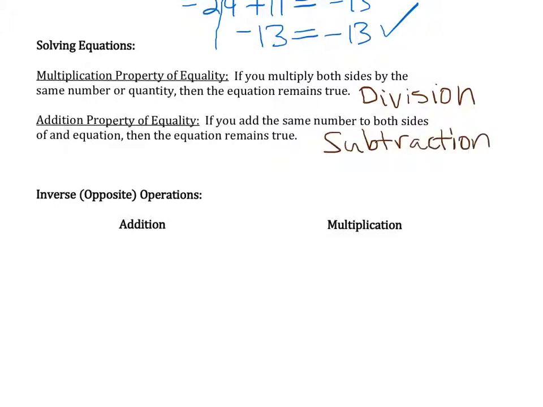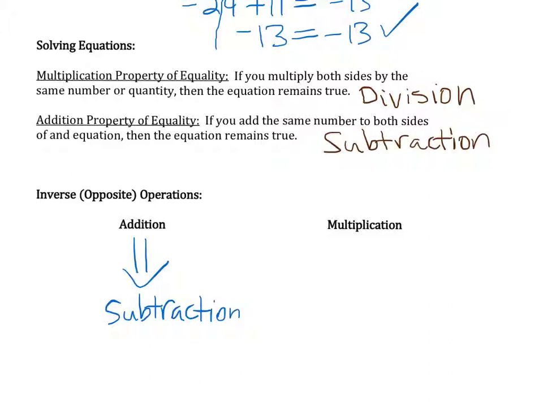Now that I have these tools, I'm going to use them with what we call inverse or opposite operations to actually help me solve equations. So I have my addition or my multiplication property of equality, and now I want to see how I'm going to use those to help me solve an equation. If I see an addition in my problem, then what I'm going to want to do to solve for my variable is to do the opposite operation, which would be considered subtraction.